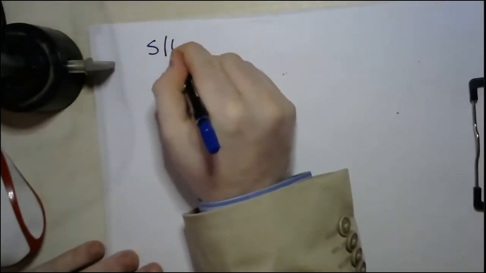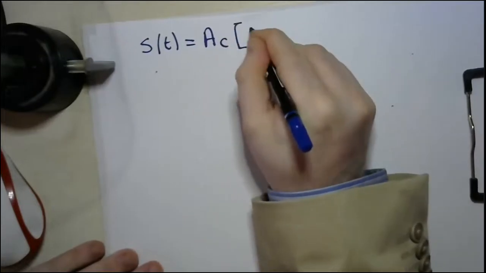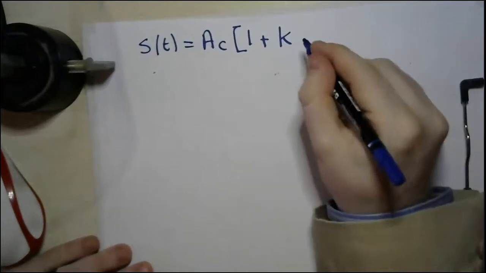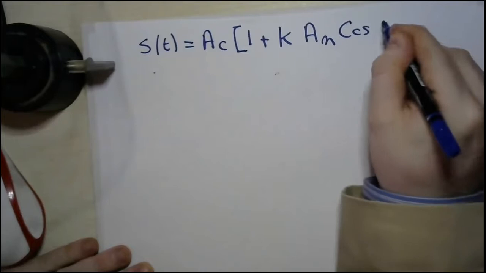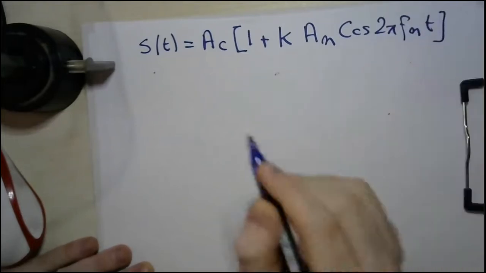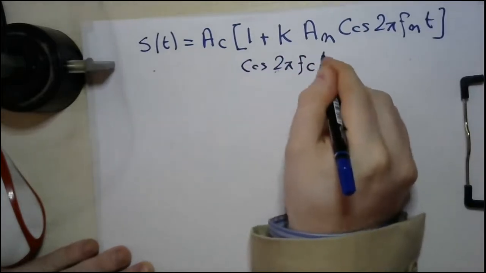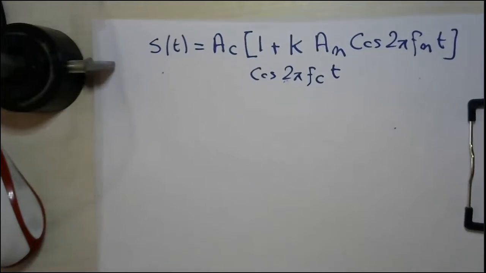Mathematically, it's very easy. So s of t equals A_C times (1 plus k, this hidden unknown, A_m cosine 2 pi f_m t) times cosine 2 pi f_c t. This is your new s of t. This is your new modulation factor.